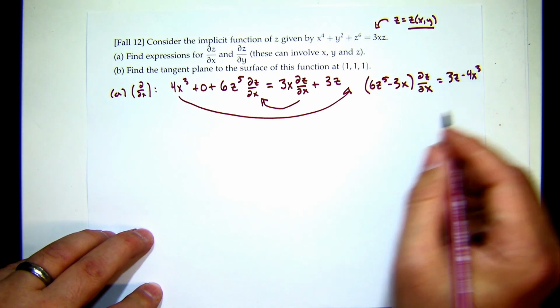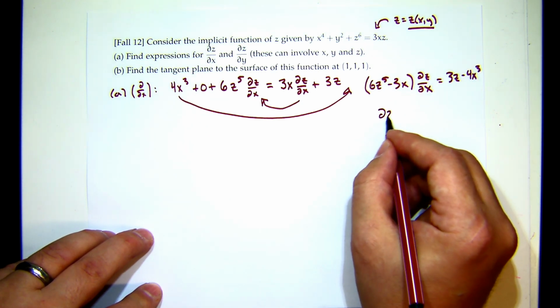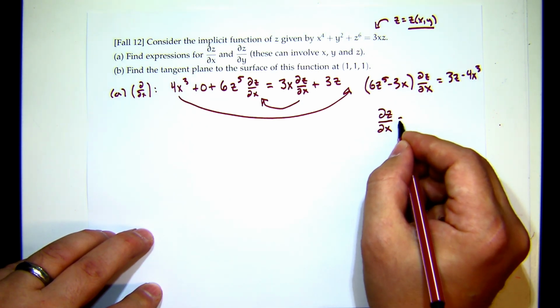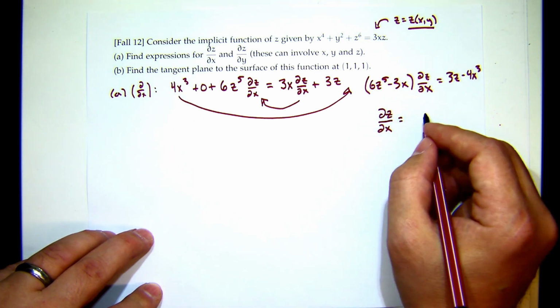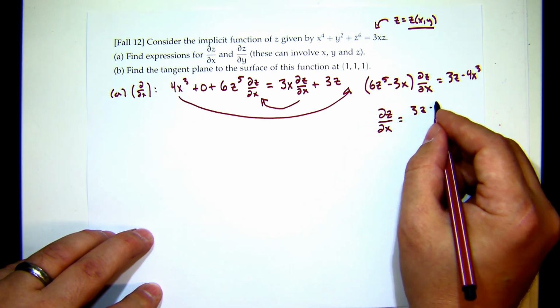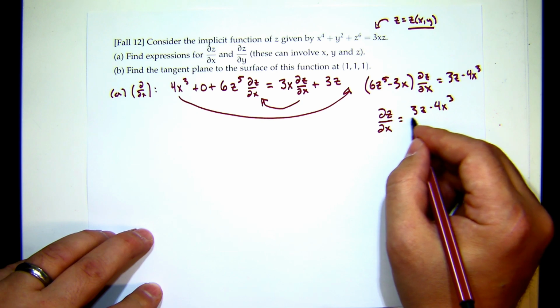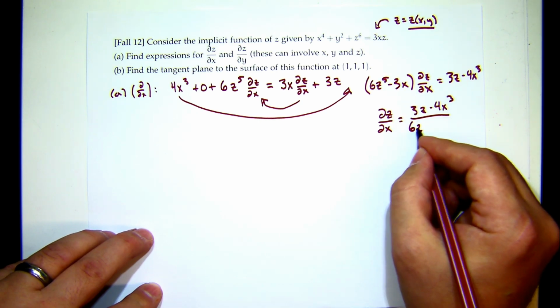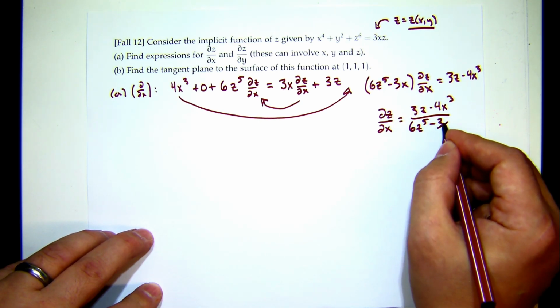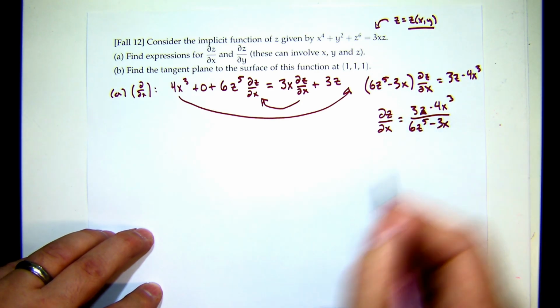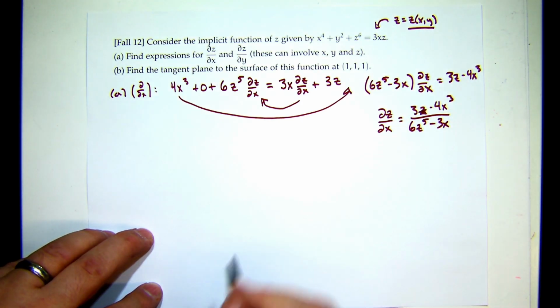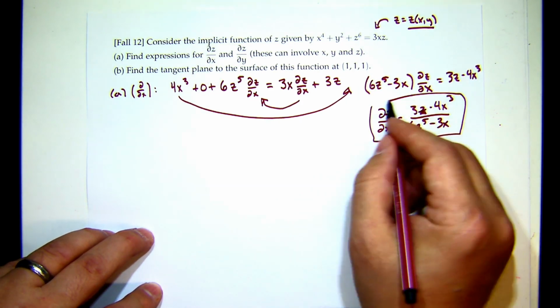And finally, what do we do to get dz dx by itself? Well, we divide. 3z minus 4x cubed over 6z to the fifth minus 3x. Okay, and we're done. That's dz dx.